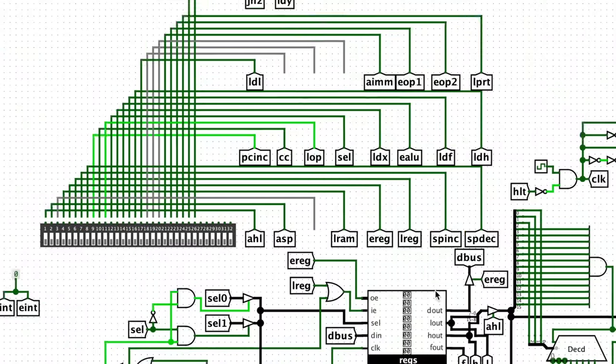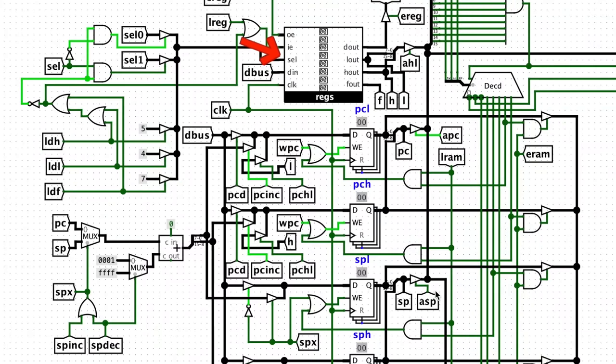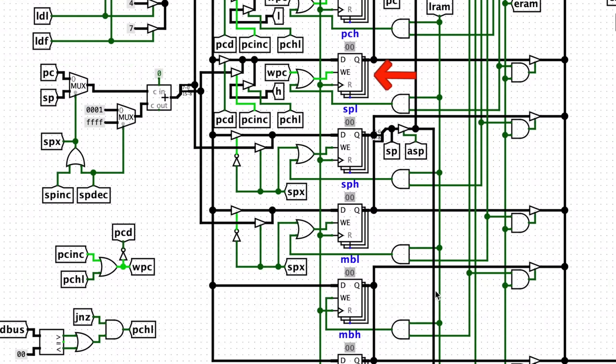So for a quick little tour, first we have the registers, which are those 8-bit A, B, C, D, L, H, Z, and F values that I mentioned earlier. The auxiliary registers, like the program counter, stack pointer, and memory bank register.